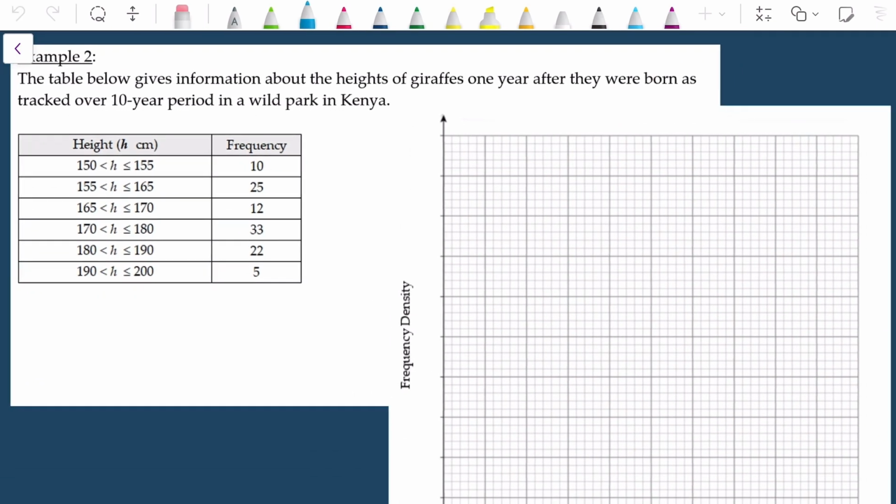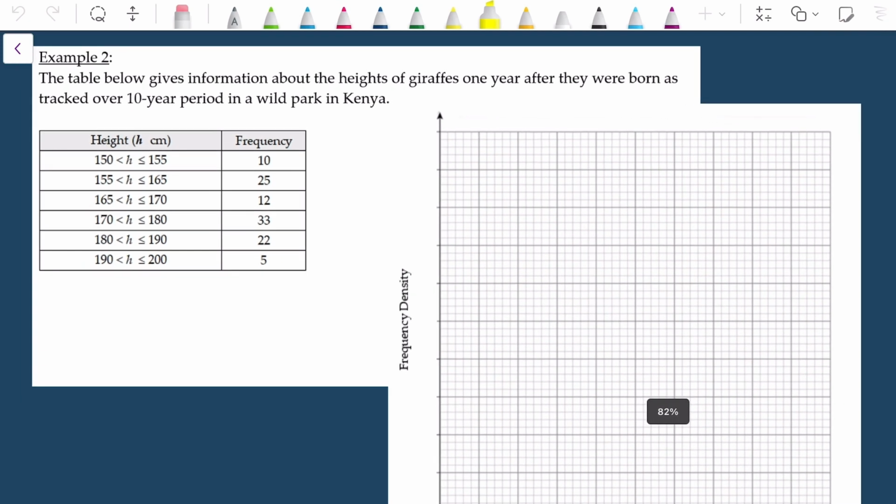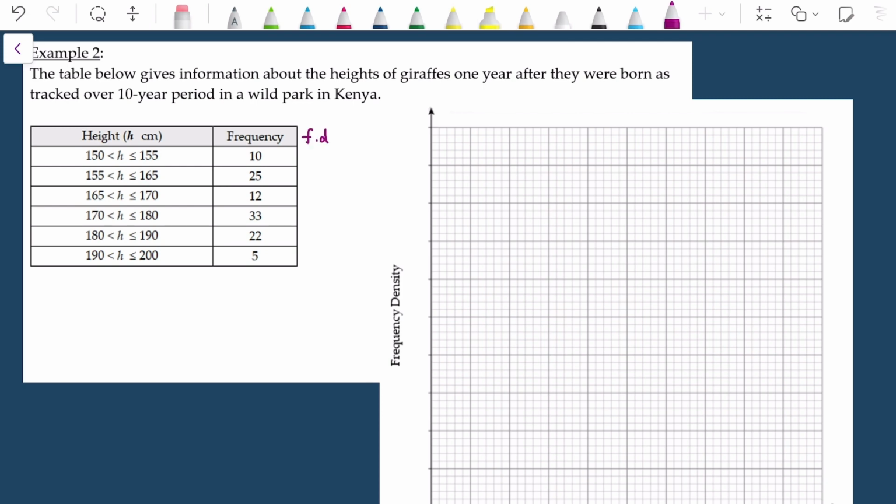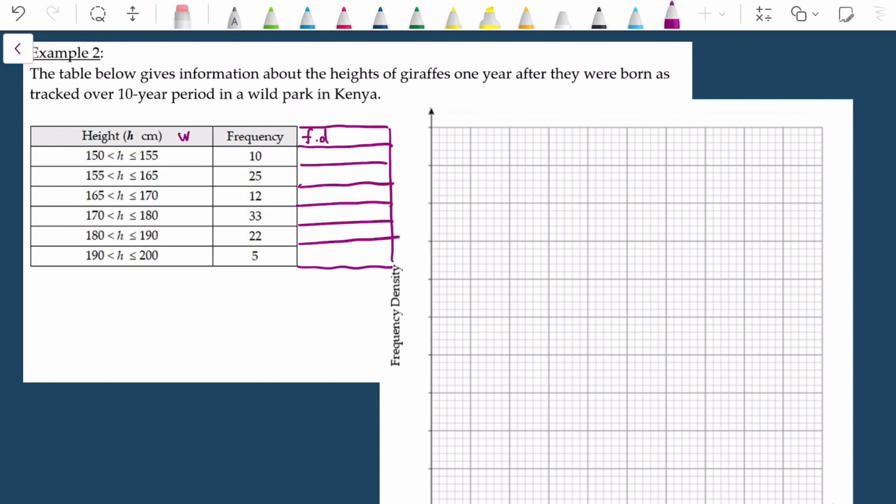In this example, it says the table below gives information about the heights of giraffes 1 year after they were born, as tracked over a 10-year period in a wild park in Kenya. We need a frequency density column, so make sure you add that in. Frequency density for your histogram, that's what goes on the vertical axis, and I need the width. So what I suggest is you pause the video and you go and complete those tables and then compare it to my answers once you finish to see if you've got the hang of it.